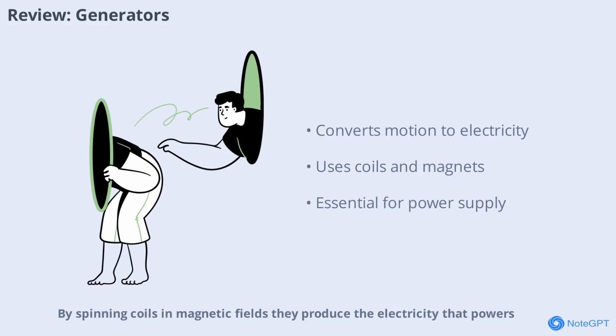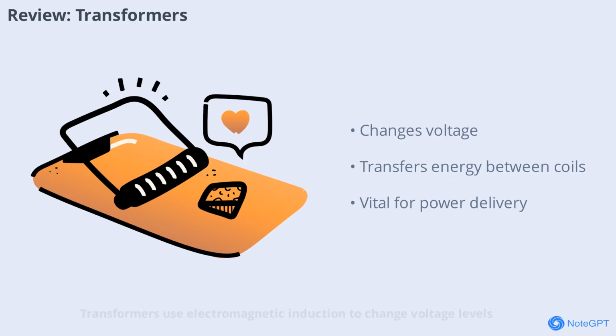By spinning coils in magnetic fields, they produce the electricity that powers everything from cities to portable devices. Understanding how generators work helps us appreciate the complexity and reliability of our electrical systems. Transformers use electromagnetic induction to change voltage levels, making electricity transmission efficient and safe. By transferring energy between coils, they step voltage up for long-distance travel and down for local use. This technology is vital for delivering power to homes and businesses around the world.